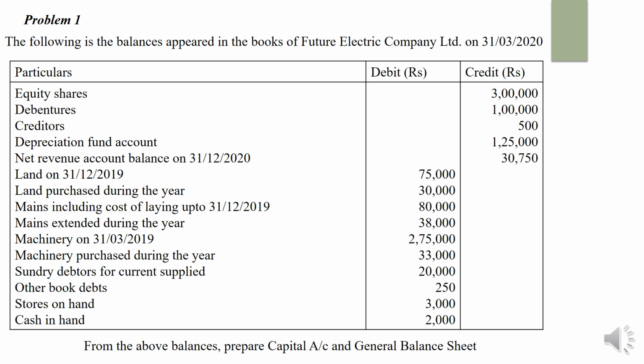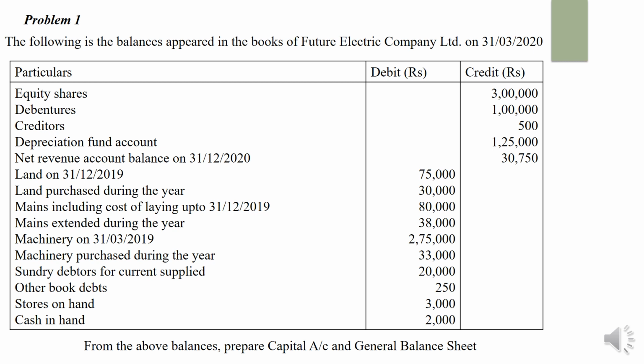30,750, land on 31st/12/2019 75,000, land purchased during the year 30,000, mains including cost of laying up to 31st/12/2019 80,000, mains extended during the year 38,000, machinery on 31st/3/2019 2,75,000, machinery purchased during the year 33,000, sundry debtors for the current supply is 20,000, other book debts 250, stores on hand 3,000 and cash in hand 2,000.